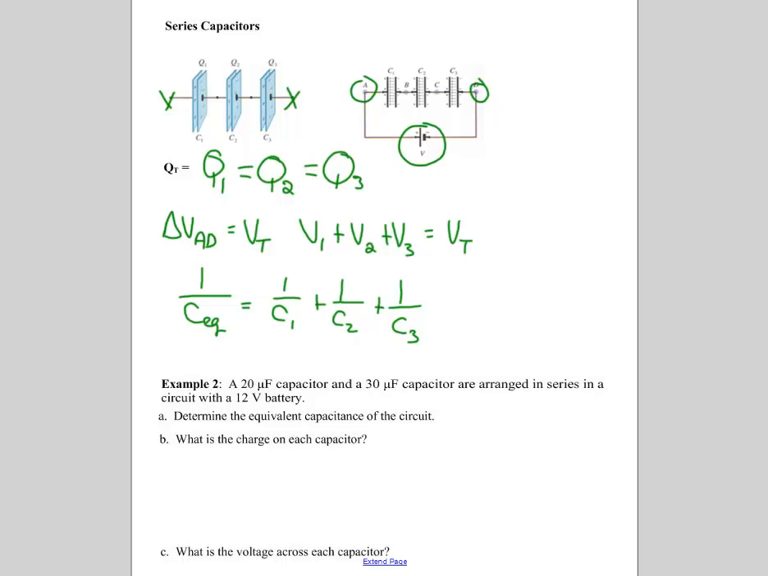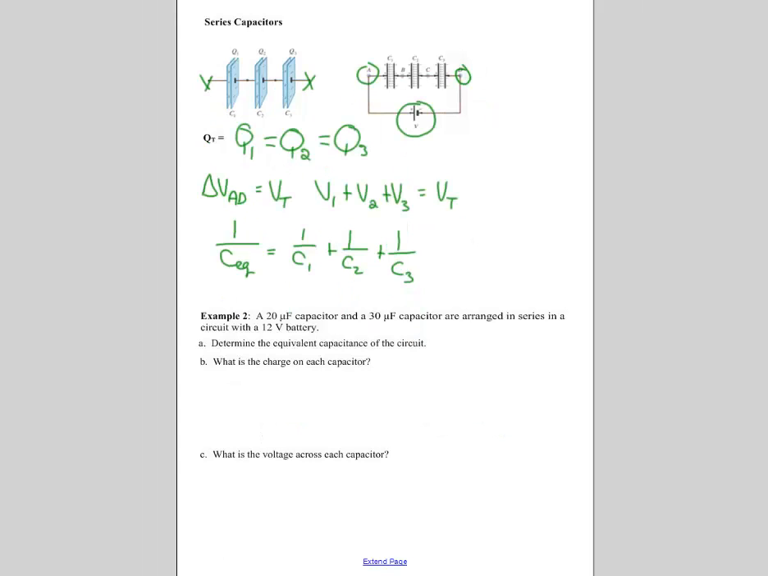So series capacitors are similar to parallel resistors. If you can remember one set and know the other is flipped, then that will help you keep track of how to do each type of problem. Let's work through capacitors arranged in series. We have the same 20 microfarad and 30 microfarad capacitor arranged in series, same 12 volt battery. Let's find the equivalent capacitance of the circuit first.